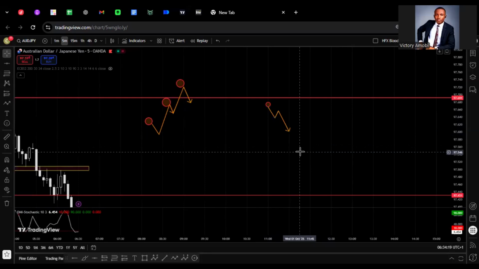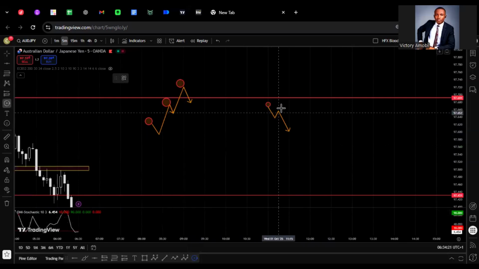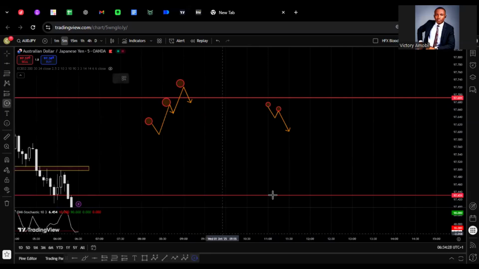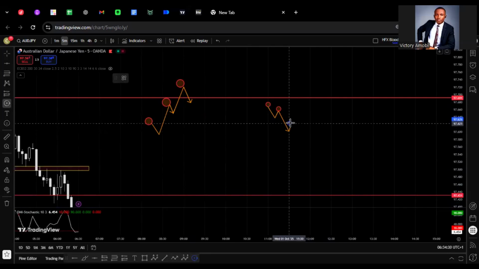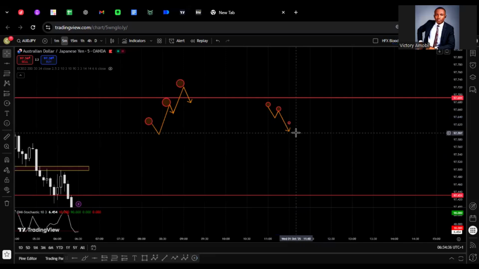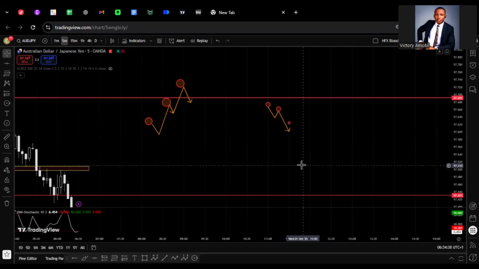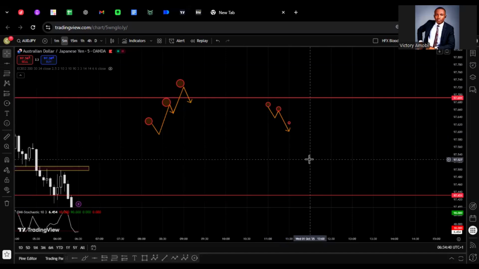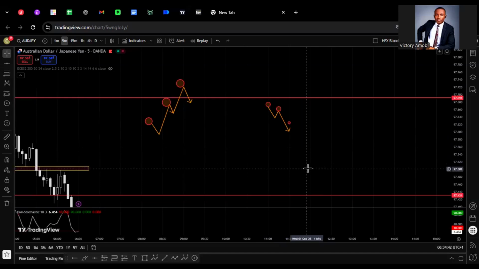Now, here's the difficult thing to do: adding to these winners. I bet you this is one of the most difficult things to do. Seeing a winning trade and adding to that winning trade. The market keeps selling, you're adding, of course with lower risk, lower lot size, and riding it down.